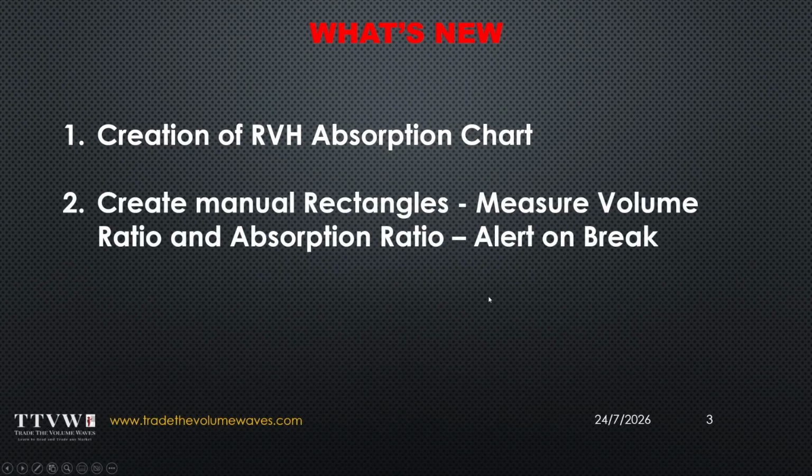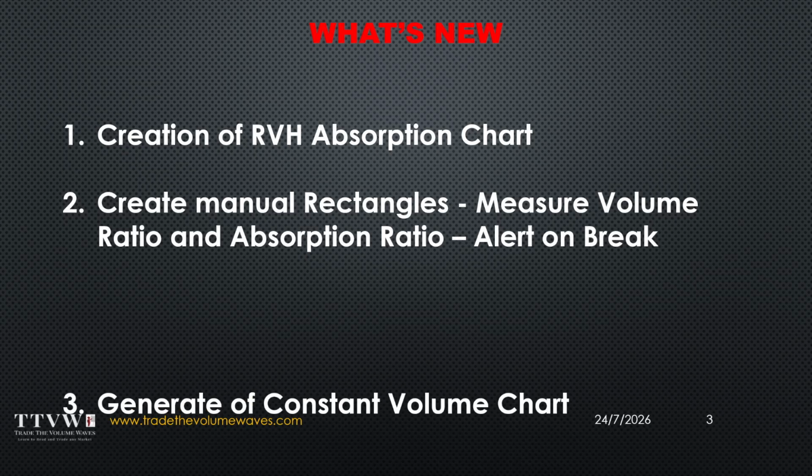Second change, I removed the automatic rectangles from the previous version, and now you can create your own rectangles and measure volume ratio and absorption ratio from one rectangle to the other. Okay, I will show all this stuff live as always. And at the end, we have an alert on break of the last rectangle, in case we want an alert.